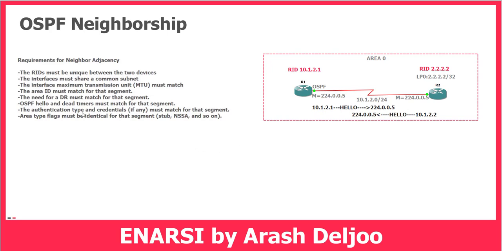The authentication type, meaning clear text, or type 0, type 1, type 2, should match. And also the credential, meaning the authentication key, if any, must match for that segment. Area type flag must be identical for that segment. You will learn about the area type flag and the details of the area type. Because of that, now you know that we have talked about the OSPF neighborship requirements, and after this video we can use these parameters for troubleshooting and for verifying the status of the OSPF neighborship on both sides.